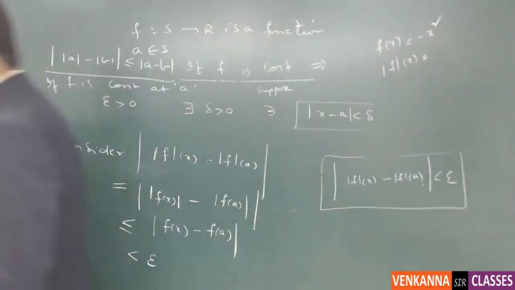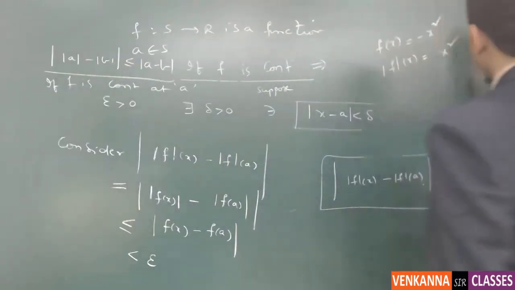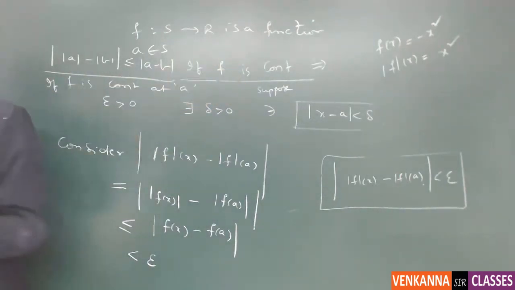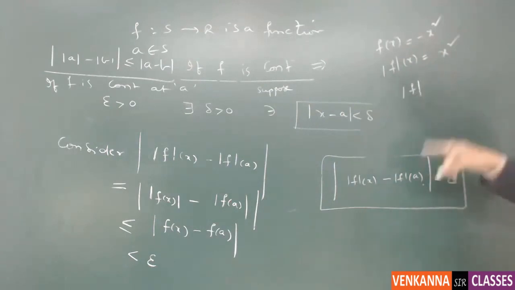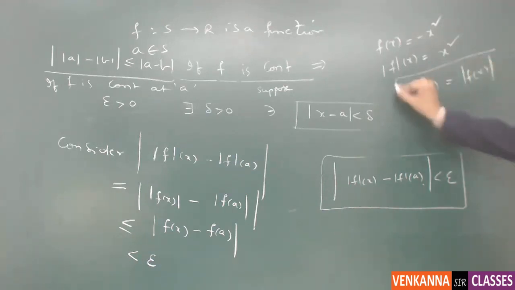If f of x is equal to minus x square, tell me what is mod f of x? Is it x square or not? Right. How do you tell that it is x square? So the difference here is, while defining mod f, I am defining that mod f at x is nothing but f of x modulus. This is the definition.